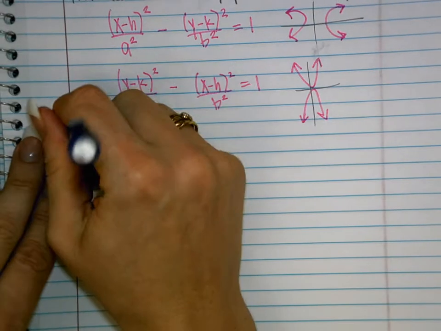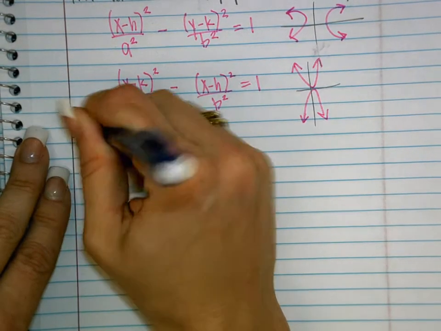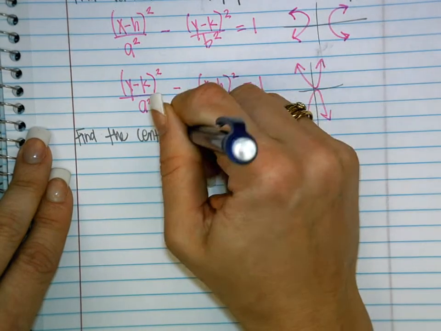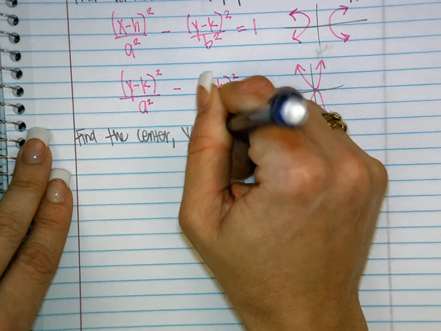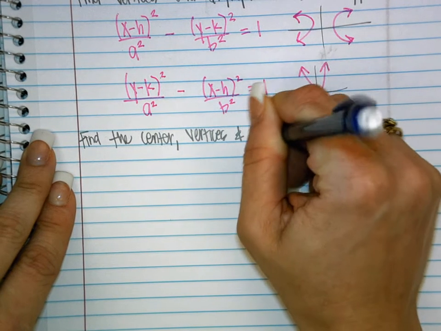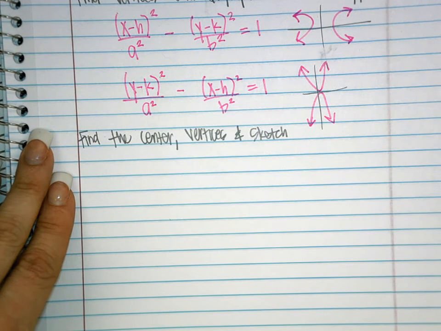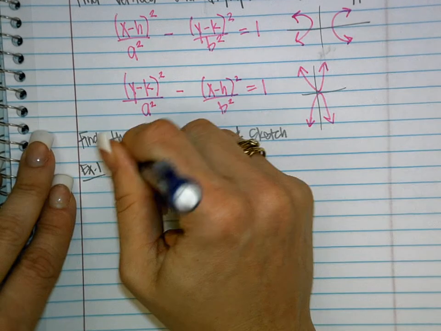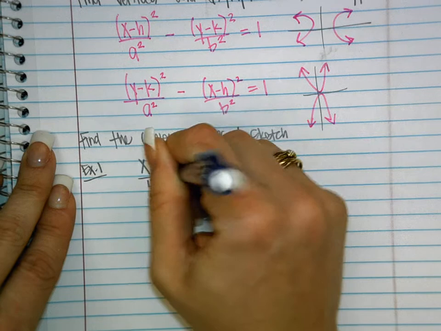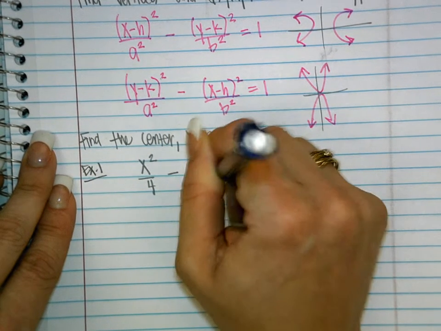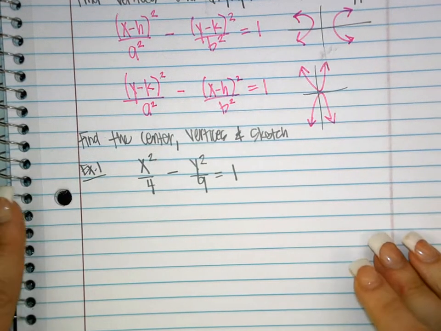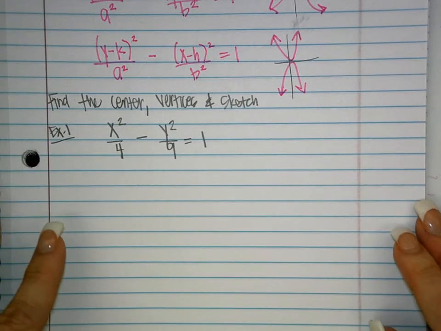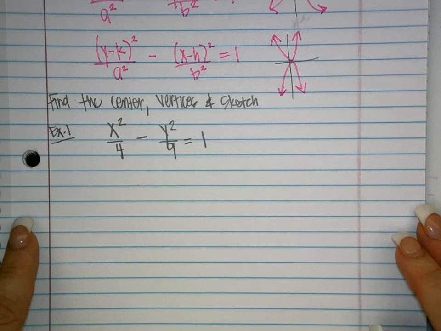So, for your examples, we're going to ask you to find the center, vertices, and sketch. So, for example number 1, if I give you the equation x squared over 4 minus y squared over 9 equals 1.